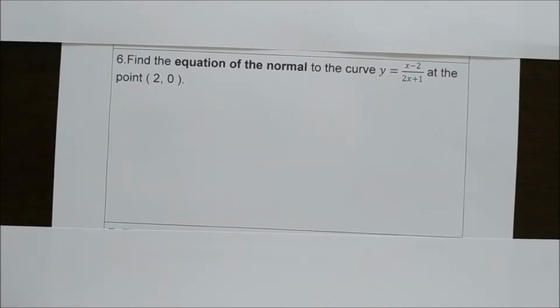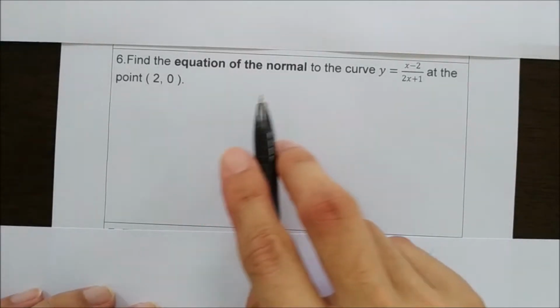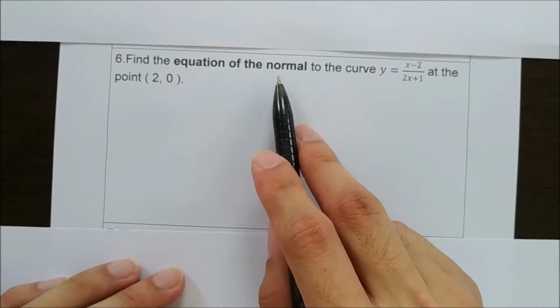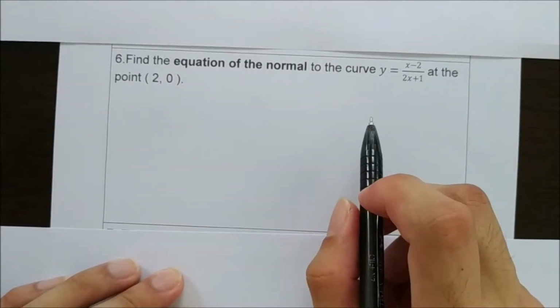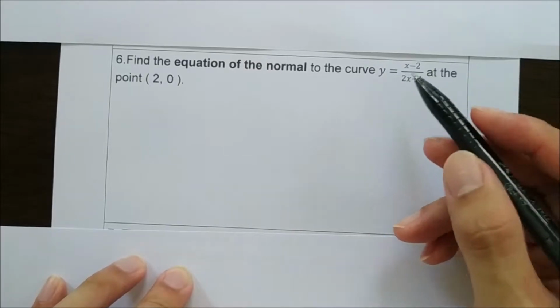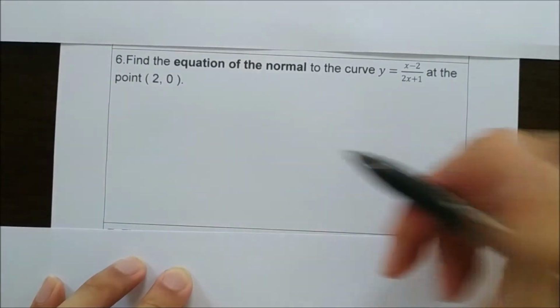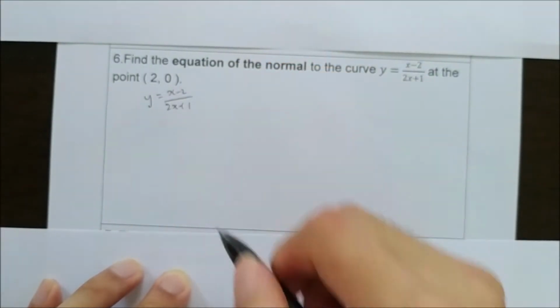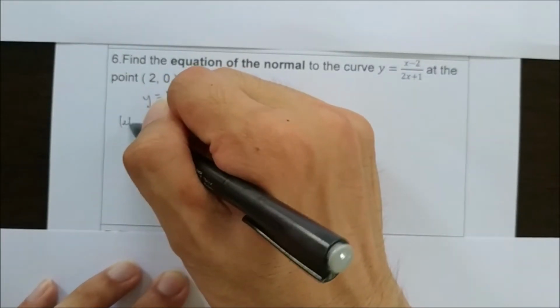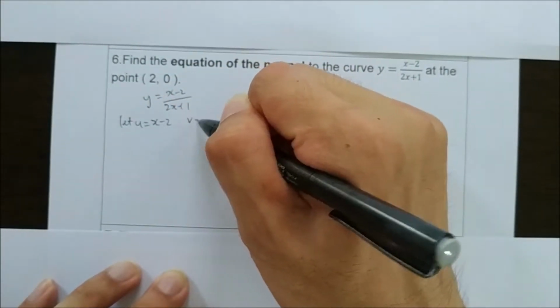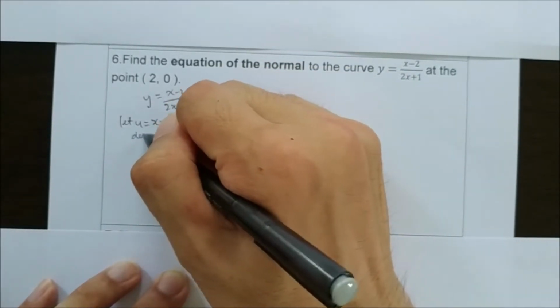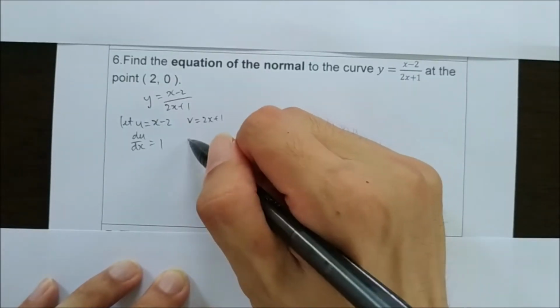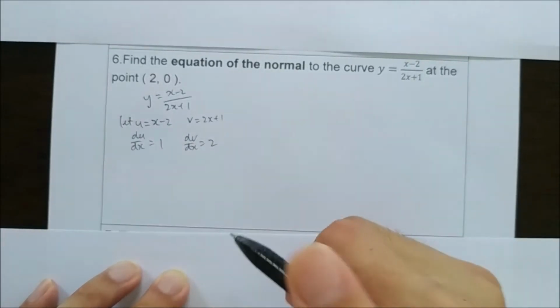Find the equation of the normal to the curve y equals (x minus 2) over (2x plus 1) at the point (2, 0). So now we're looking for the equation of the normal. Before we find the normal, we need to find the gradient of the tangent. So we try to differentiate this. The gradient of the tangent equals dy/dx. We let u equal x minus 2, v equal 2x plus 1.